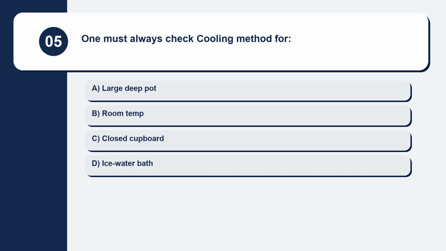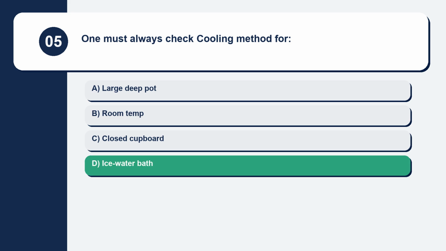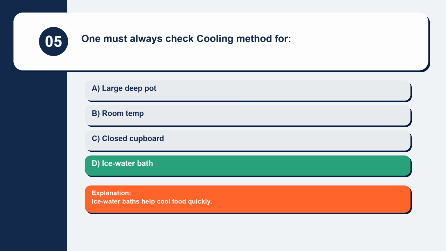Question 5. One must always check cooling method for large deep pot, room temp, closed cupboard, ice water bath. Ice water baths help cool food quickly.